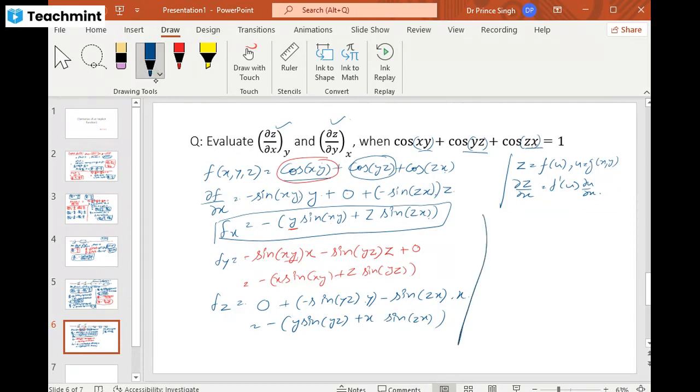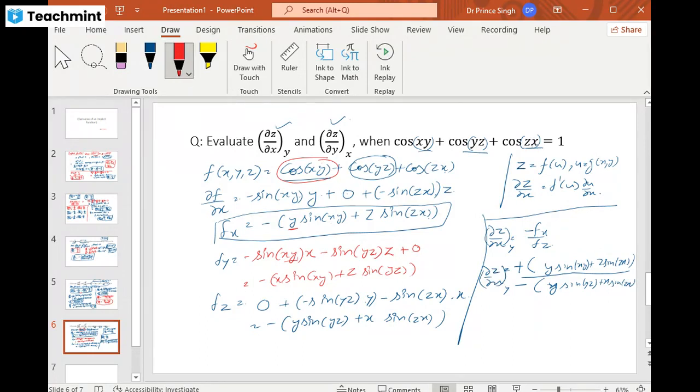So, substituting their values in the formula, what is ∂z/∂x? By the derivative formula of an implicit function, z is in the numerator and x is in the denominator, so fx in the numerator, fz in the denominator. So minus of minus sine gets cancelled out: y sin(xy) plus z sin(zx) upon minus of y sin(yz) plus x sin(zx). This is the value of ∂z/∂x at constant y.